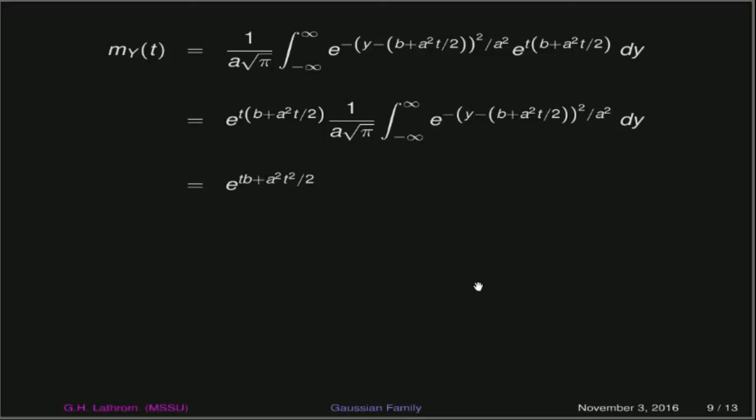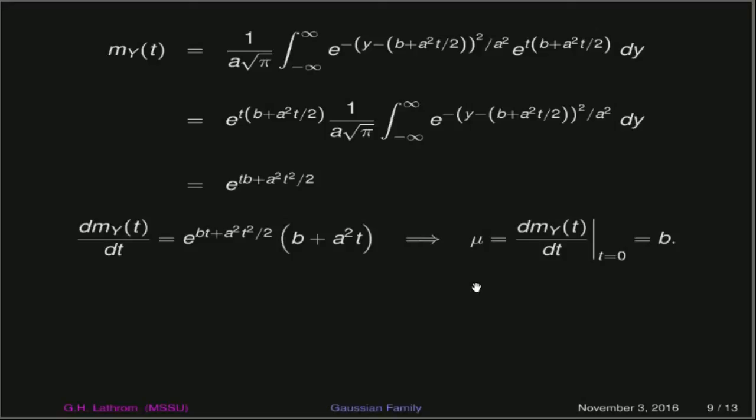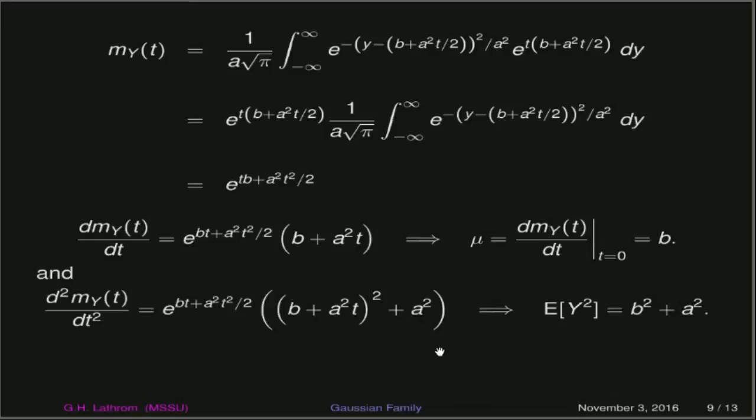So that's going to be our moment generating function for one of these distributions. Well, if we take the derivative with respect to t, we get this expression. Then set t equal to 0. What we find is our mean for that distribution just happens to be the value b. If we take the second derivative and plug in t equal to 0, we get that the expected value of y squared is just b squared plus a squared. But that means that our variance, sigma squared, is just going to be a squared once we get that value out.